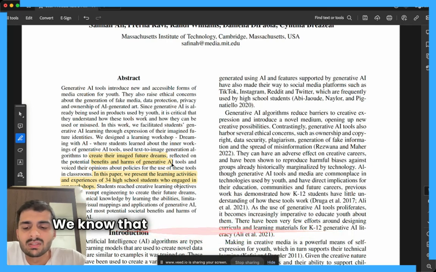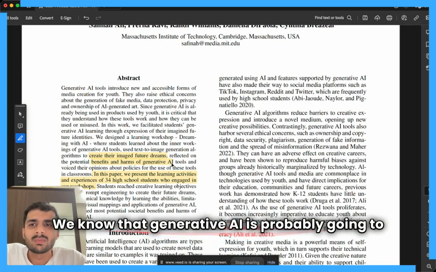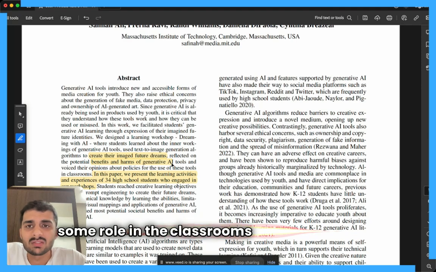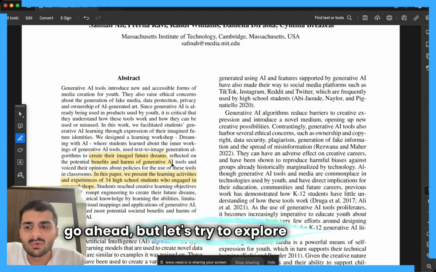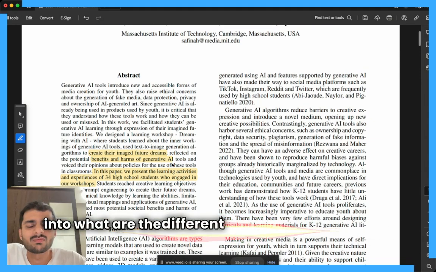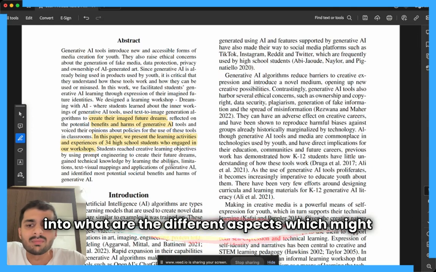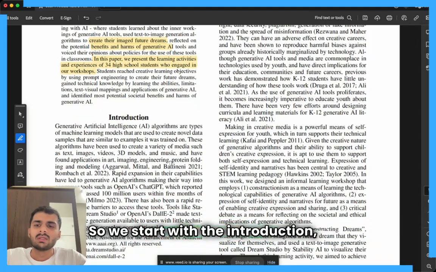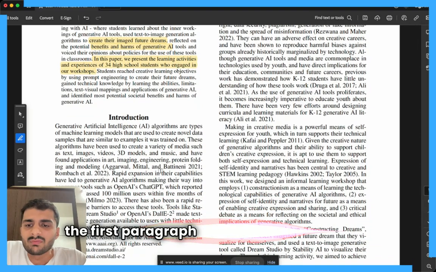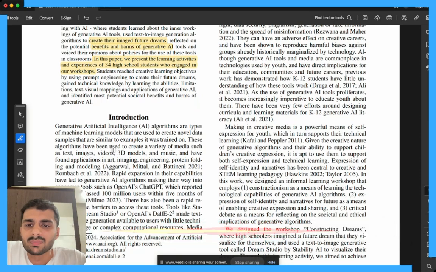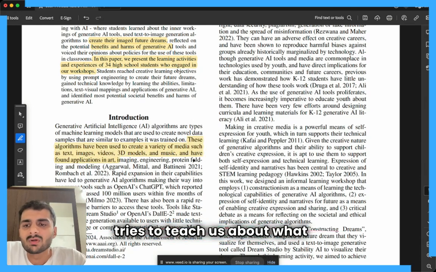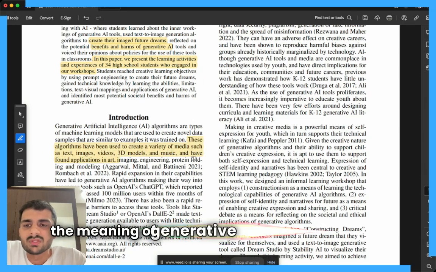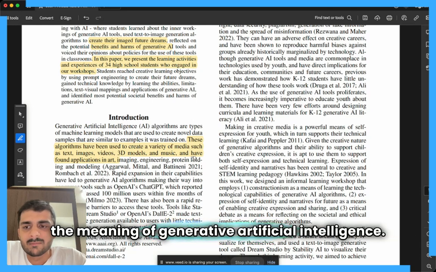We know that generative AI is probably going to play some role in the classrooms of the world as we go ahead. But let's try to explore a bit deeper into what are the different aspects which might be affected. So, we start with the introduction, and the first paragraph of the introduction really tries to teach us about what is the meaning of generative artificial intelligence.